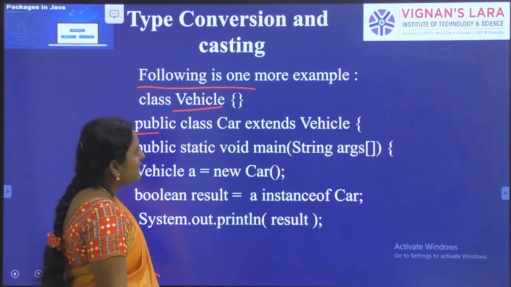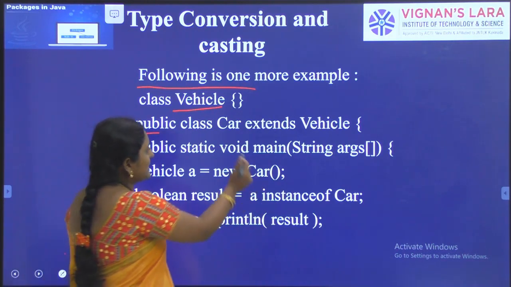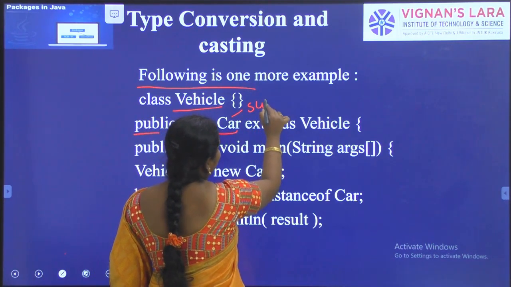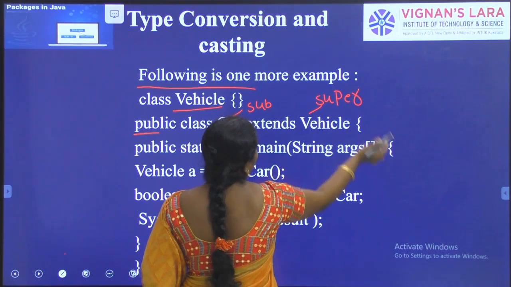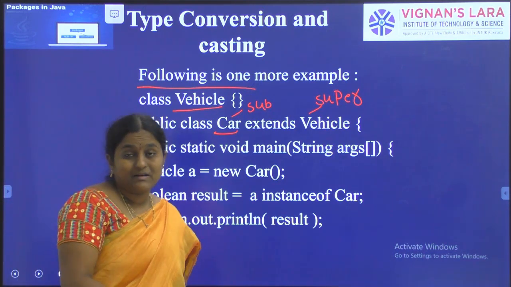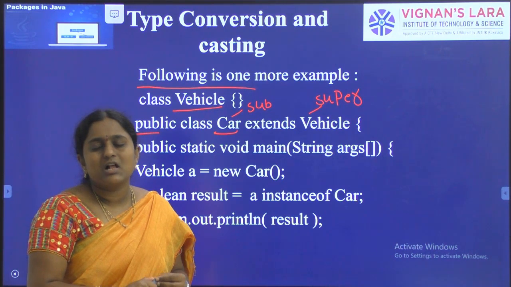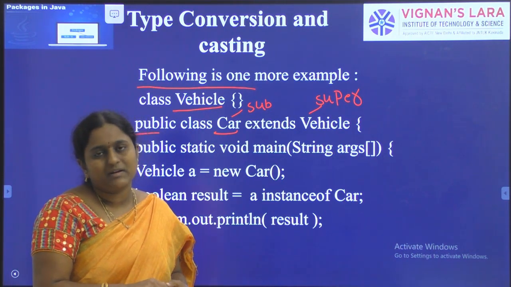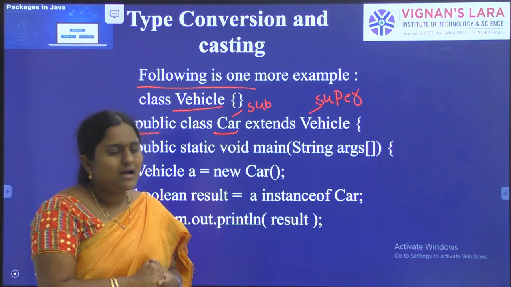Next one, public class Car extends Vehicle. Here Car is the subclass and Vehicle is the superclass. Generally, inheritance has some relationship: the subclass extends the superclass. So the subclass gets all the properties from the superclass. Whatever properties are available in the superclass are applicable to the subclass.